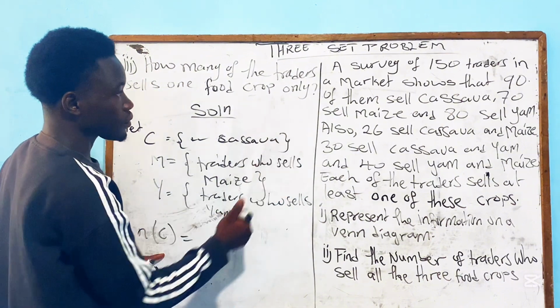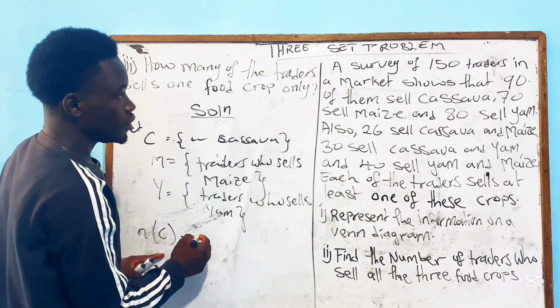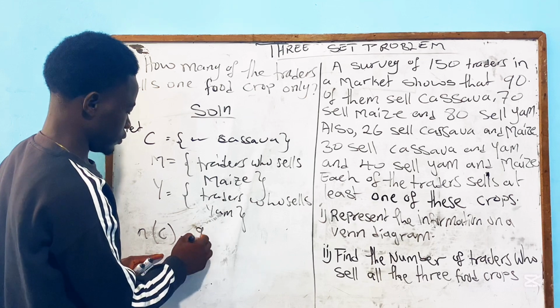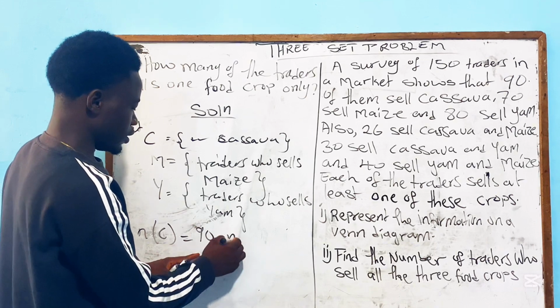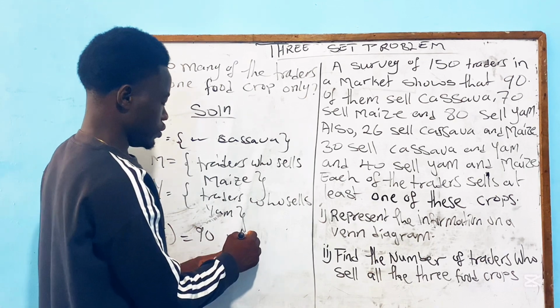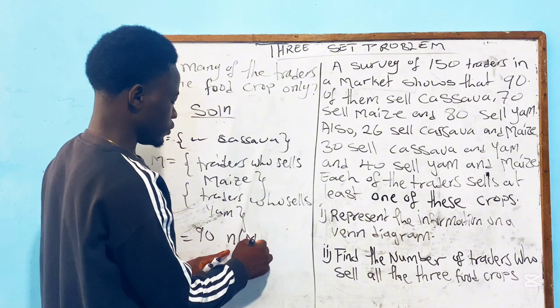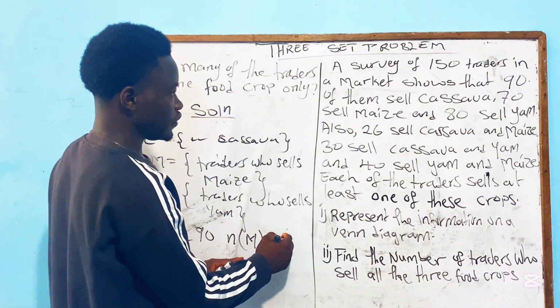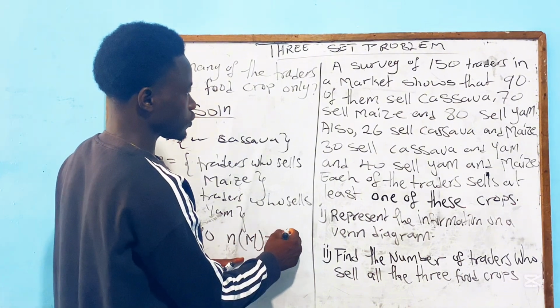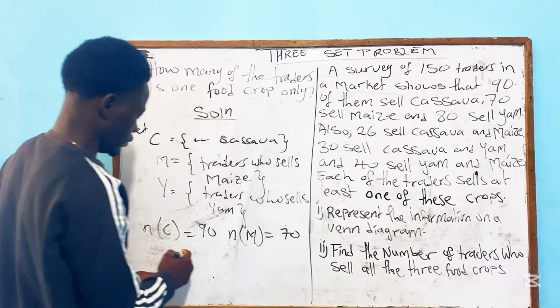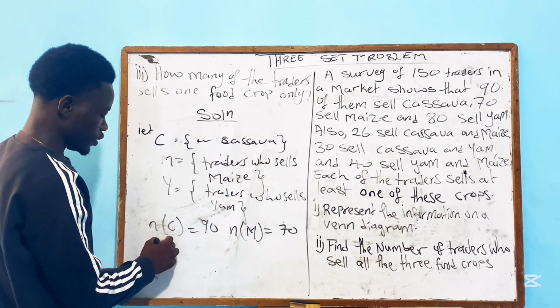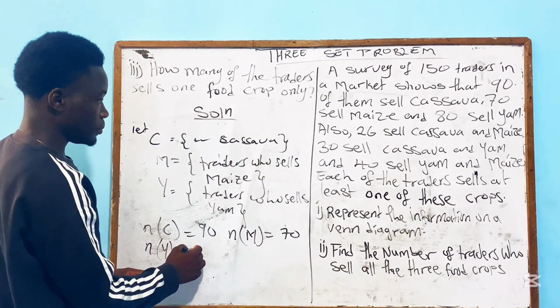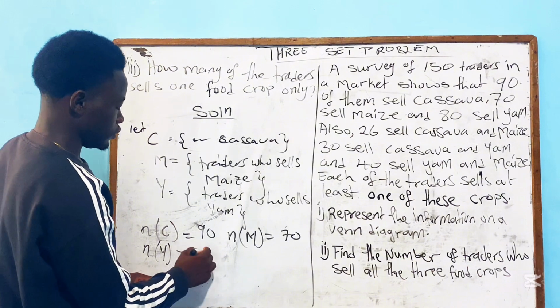Number of traders who sell cassava is 90, number of traders who sell maize is 70, and number of traders who sell yam is 80.